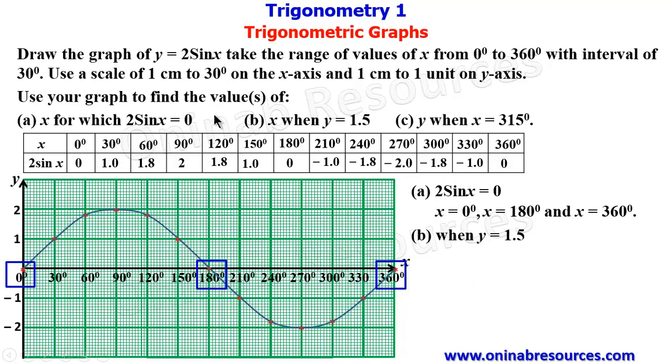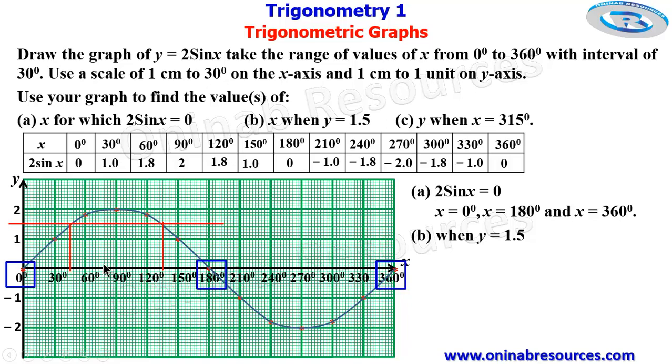Then for B, when y is equal to 1.5, we are looking for the values of x. So we go to the y-axis. 1.5 is halfway between 1 and 2. Here it is. We draw the line to touch where possible on the curve. So it is touching the curve in 2 places. We have the first place here and we have the second place here.